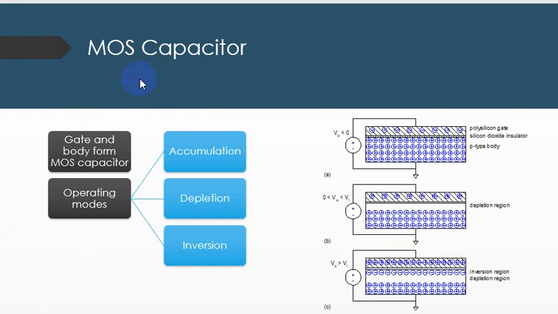Now let's move toward the MOS capacitor. Before we exactly know what the MOS capacitance is, we get a very brief introduction related to the operating modes of our MOSFETs. The operating modes of MOS are basically accumulation, depletion and inversion. How these three modes are segregated depends upon the voltage applied on the gate terminal.